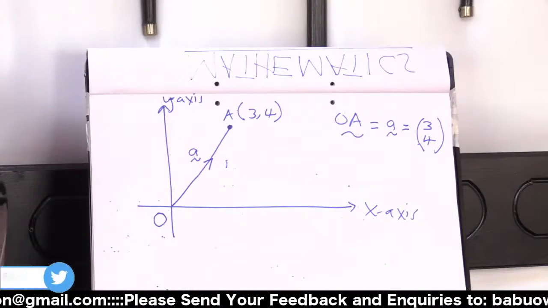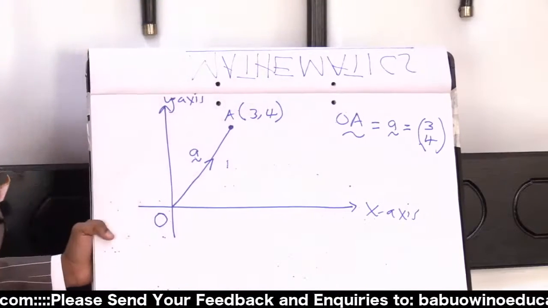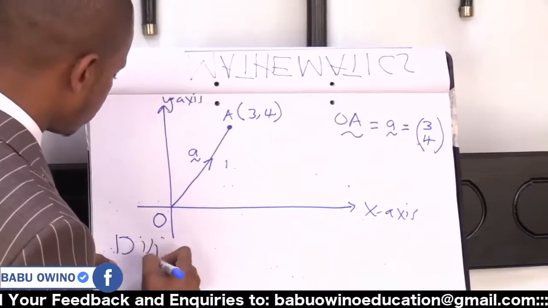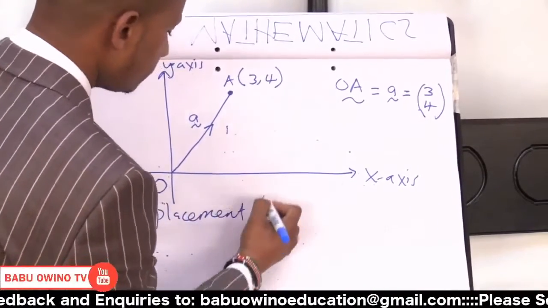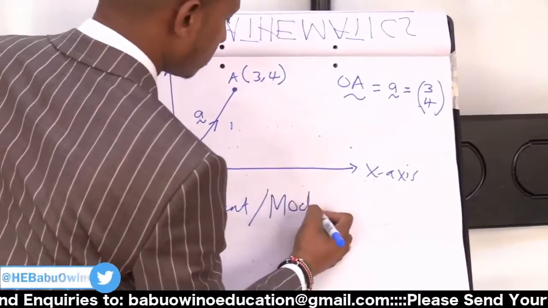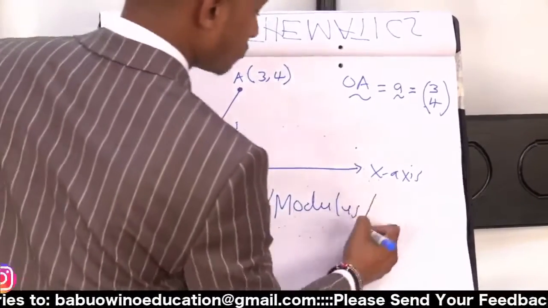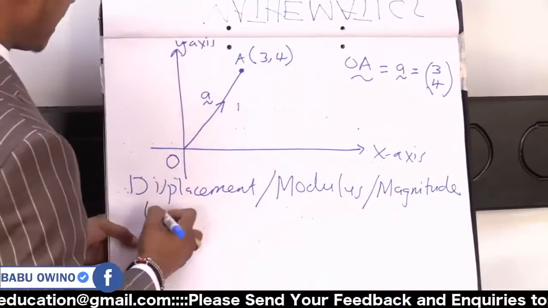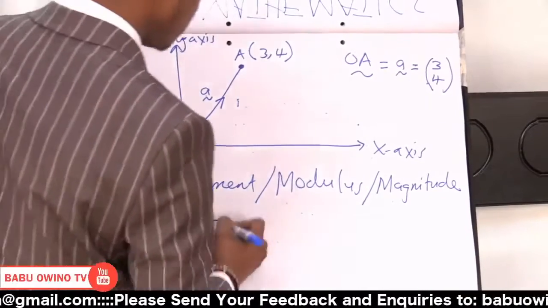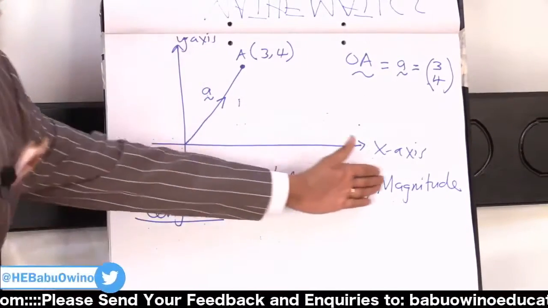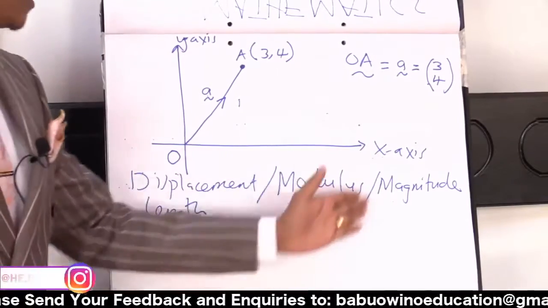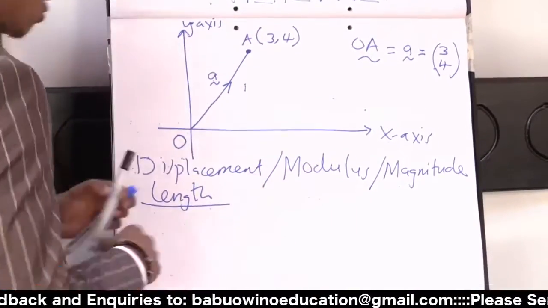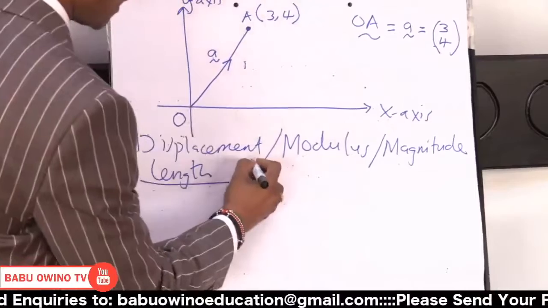After that, we go to the displacement of vectors. The displacement is also called the modulus of a vector, also called the magnitude of a vector, and also called the length of a vector. When an examination is set, they can use any of these terms: displacement, modulus, magnitude, or length of a vector. It is denoted by two parallel lines like that.